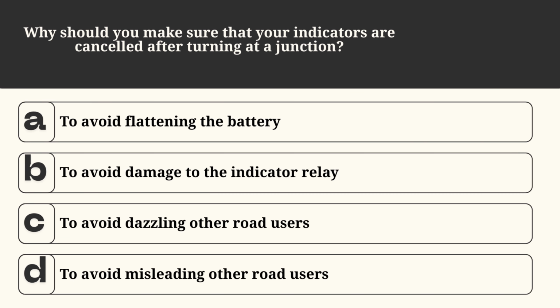Why should you make sure that your indicators are cancelled after turning at a junction? A. To avoid flattening the battery. B. To avoid damage to the indicator relay. C. To avoid dazzling other road users. D. To avoid misleading other road users. Answer: D. To avoid misleading other road users.